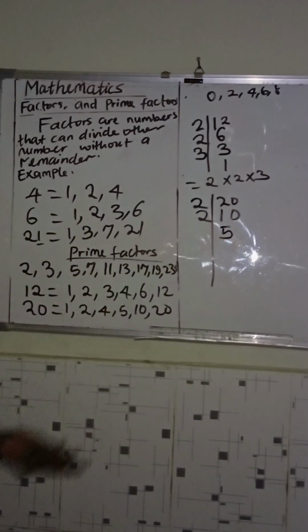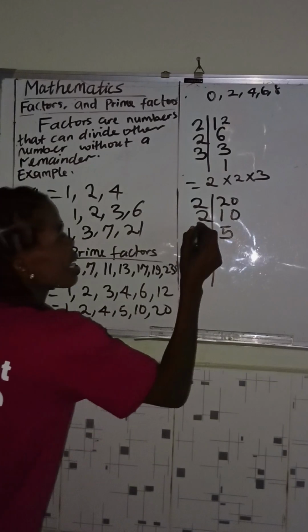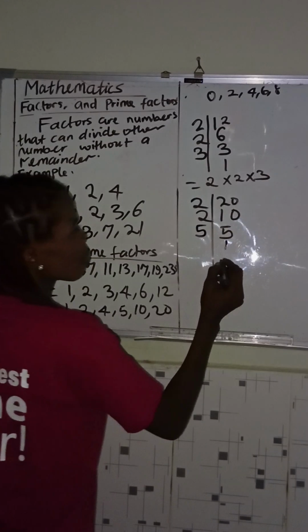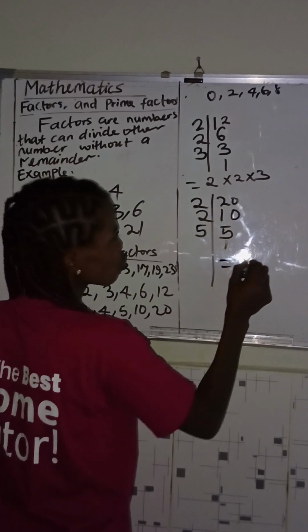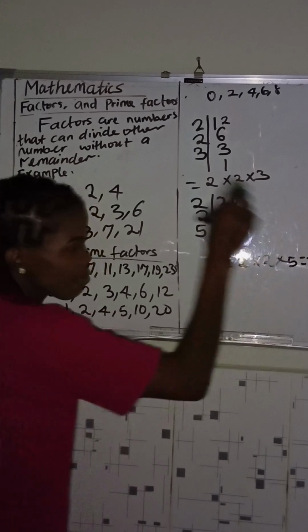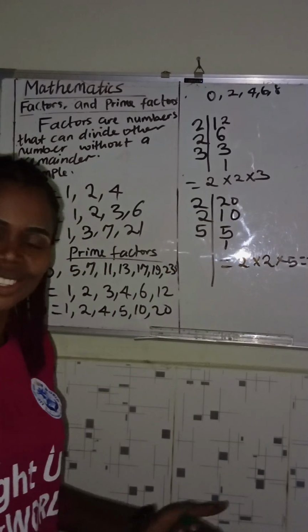Now that we have 5 here, what is another prime number? Of course, 3 cannot go without a remainder. So the next is 5. 5 in 5, 1. Do you understand? So the prime factor for 20 is 2 multiplied by 2 multiplied by 5. If you multiply everything together, you're going to get 20. Do you get it?